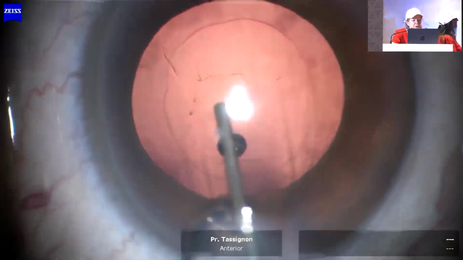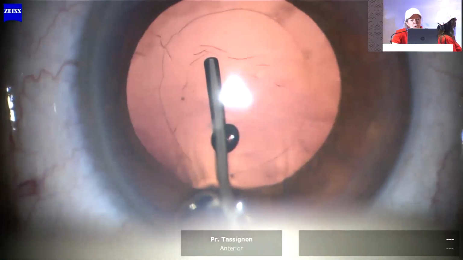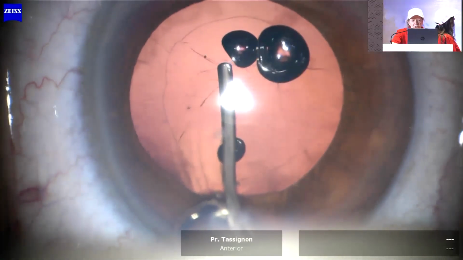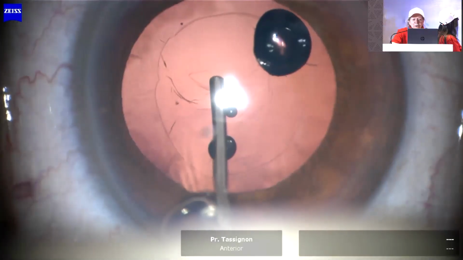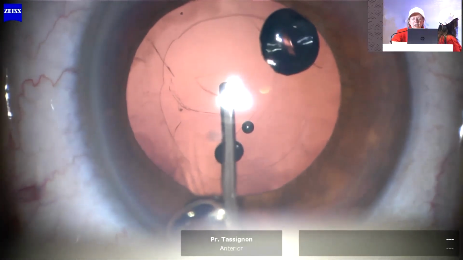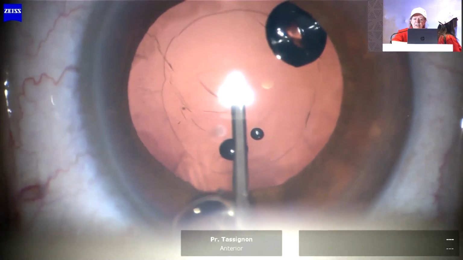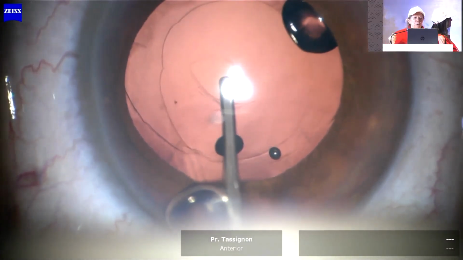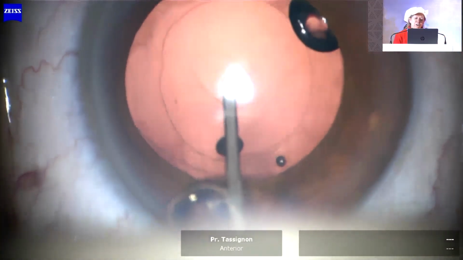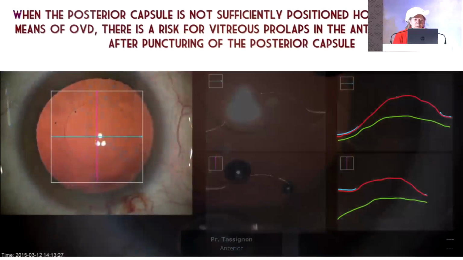However, I will inject the OVD through that little opening. And this little air is not meant to be, but anyway, it will help you understand that by injecting more and more in the space, that air bubble will go more and more laterally until it reaches the end of the capsular bag.